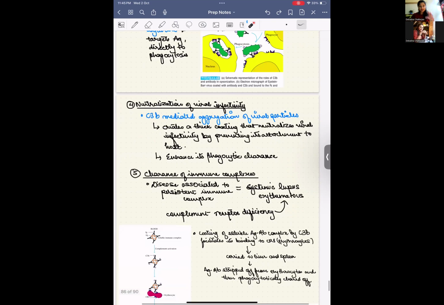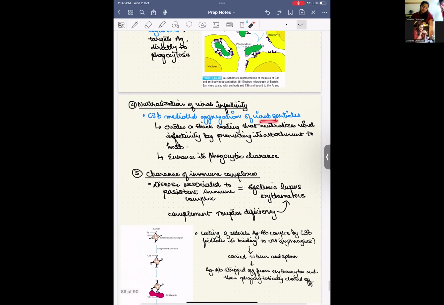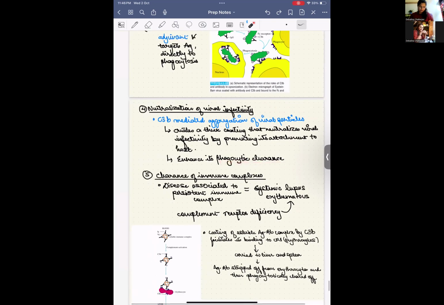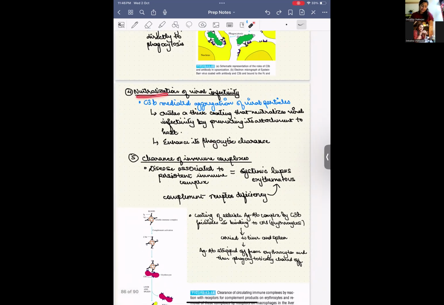Okay, the last two functions. The first is the neutralization of viral infectivity, wherein C3b aggregates the viral particles. There may be viral particles present extracellularly. C3b is going to bind to the viral particles and eventually bring all the small particles together into an aggregate, right? Wherever there is an aggregation, the size increases, which means it is easier for phagocytic clearance to occur. So this process is known as neutralization.